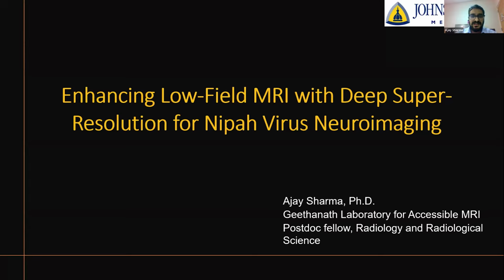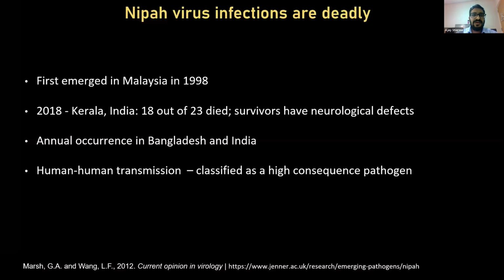So one of the studies conducted by the group of lab members is on the Nipah virus, and today I'm going to present that study. It is about enhancing low field MRI using deep super resolution for Nipah virus neuroimaging. Nipah virus infections are deadly. They first emerged in Malaysia in 1998, and then there was an outbreak in Kerala, India in 2018, where 18 out of 23 people died.